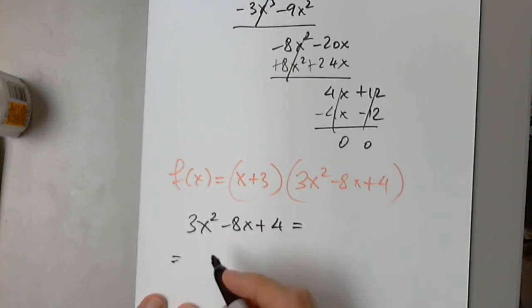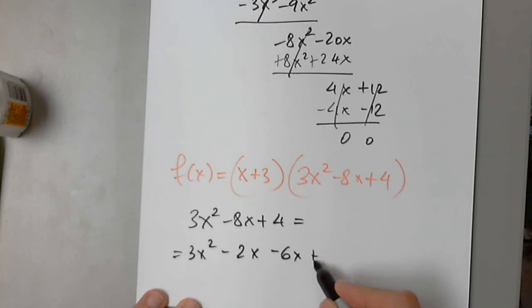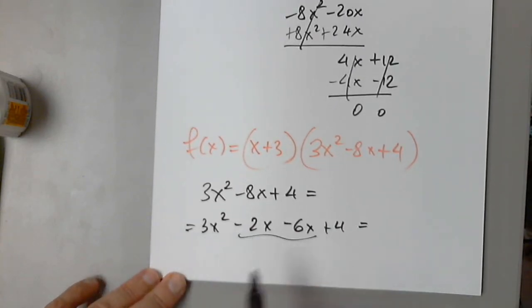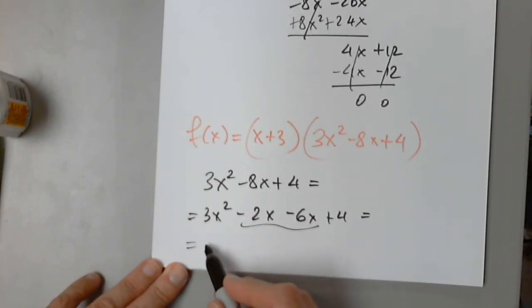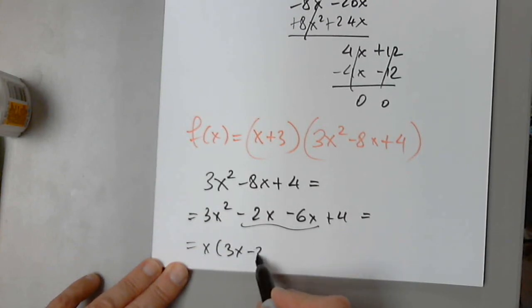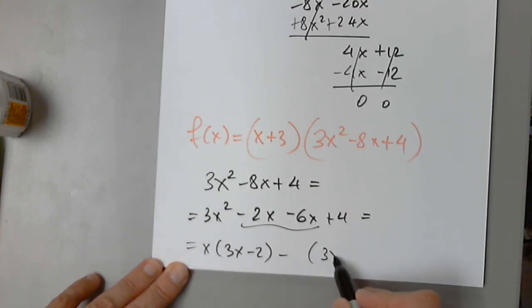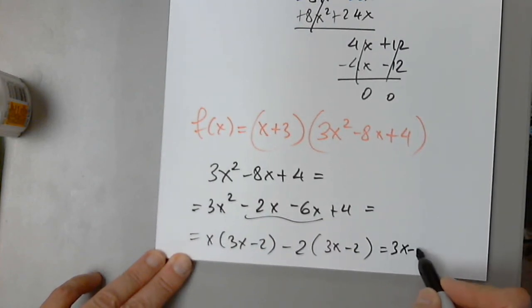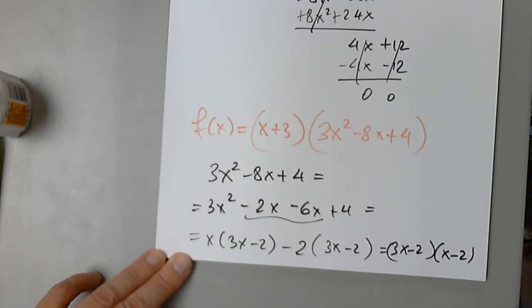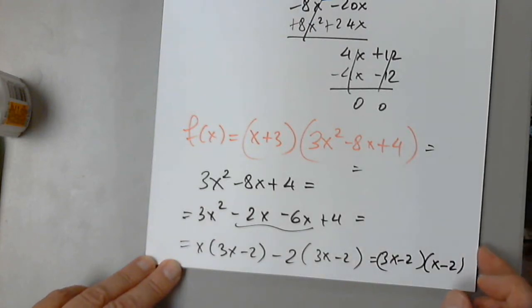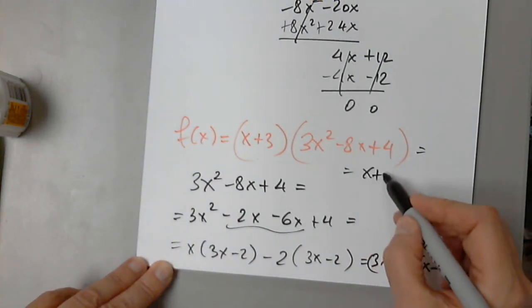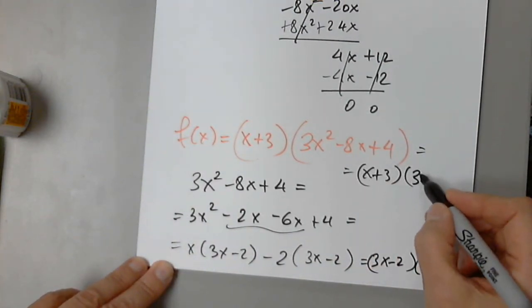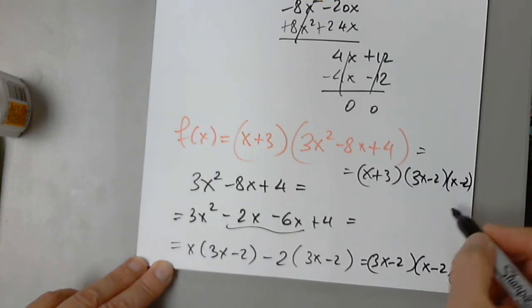3 times 4 is 12. I'm using this method. You can use any method you like. So now I factor by grouping. So this is x, 3x minus 2. And I have to get a 3x minus 2, which means negative 2. So 3x minus 2 and x minus 2. So now I have all three factors. I have x plus 3, I have 3x minus 2, and I have x minus 2.